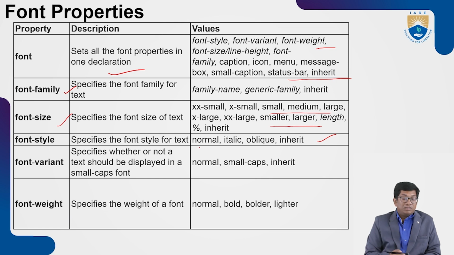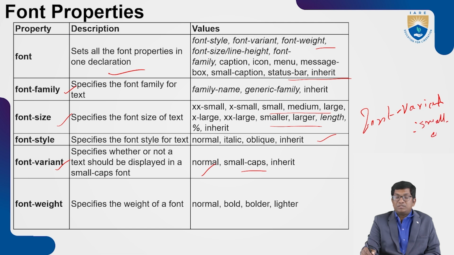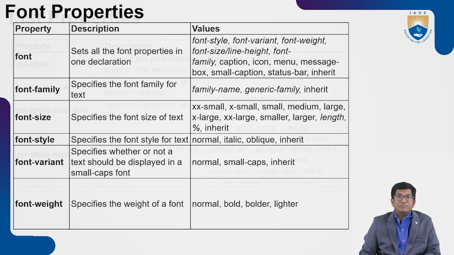And we can also change the font variant. So we can display all the characters in small caps. Otherwise, you can display in normal. The font variant colon small caps, that we can write. Font weight. So we can display that text in bold, bolder, lighter in different ways. So we can change the font of a text by using font properties.